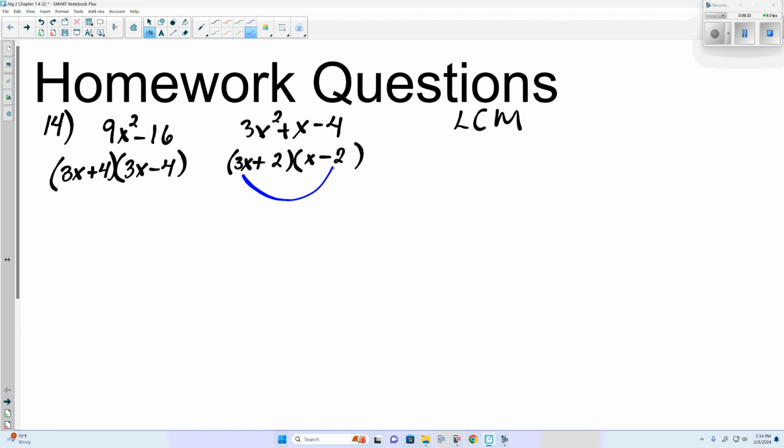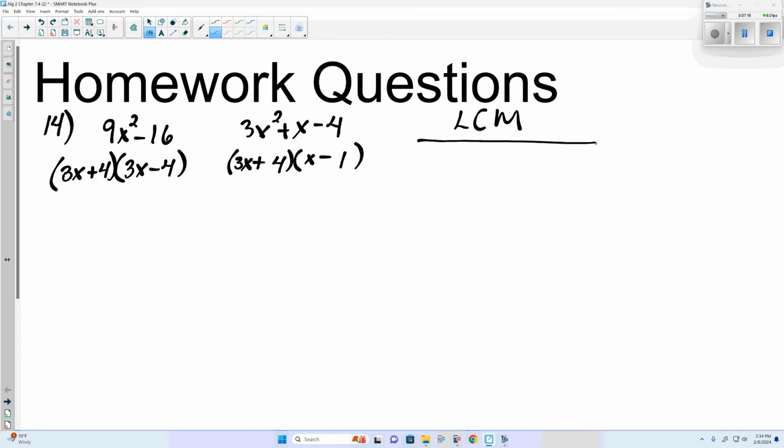Now, we can check this here to make sure. 3x times negative 2 is negative 6x. 2 times x is plus 2x, giving us negative 4x. So that's not the middle term we wanted. Now we can't switch the 2 and 2, but we switch the 1 and 4. And if we check this here, 3x times negative 1, negative 3x. 4 times x is plus 4x, giving us a positive x. Okay.